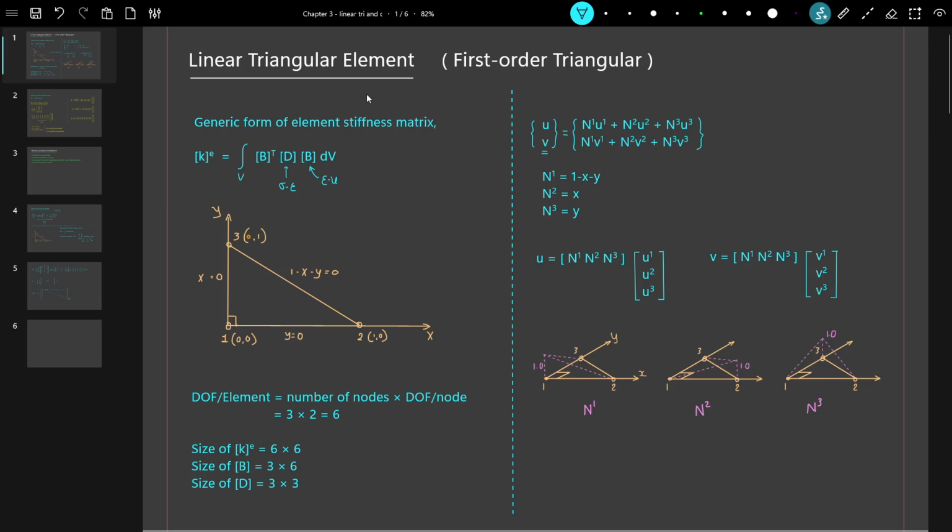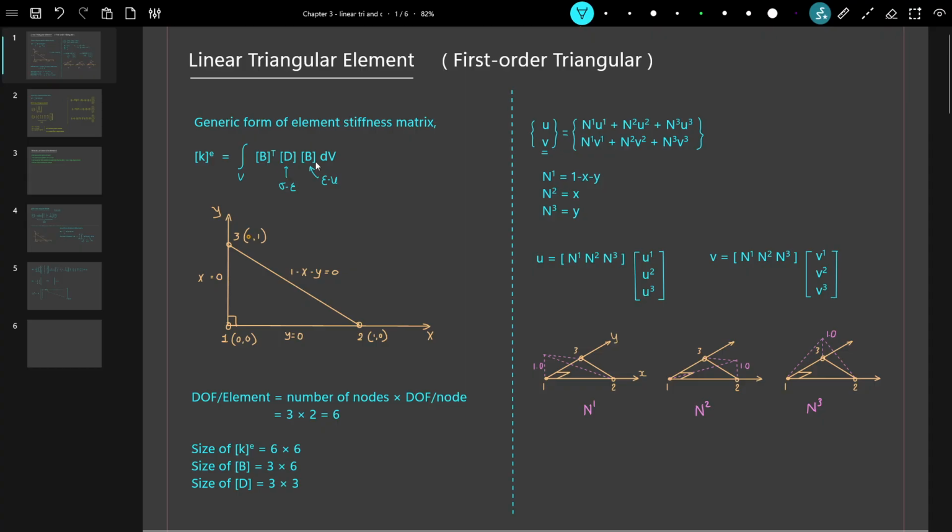So now let's say linear triangular element, or first order triangular element. This is a linear variation of displacement along the edge of a triangular element. So we will start with the generic form of element stiffness matrix, and we will see the element stiffness matrix for first order triangular element, and we will have some observations.